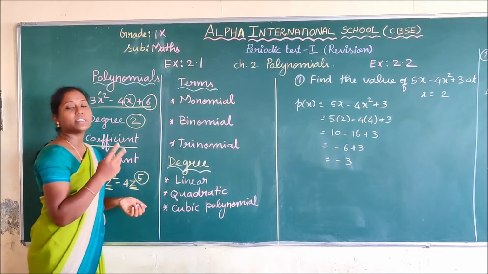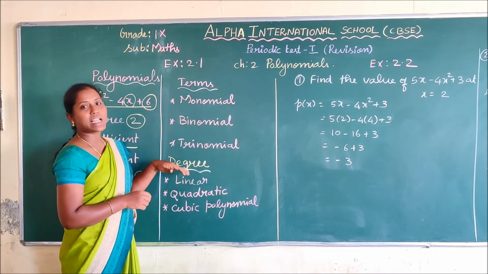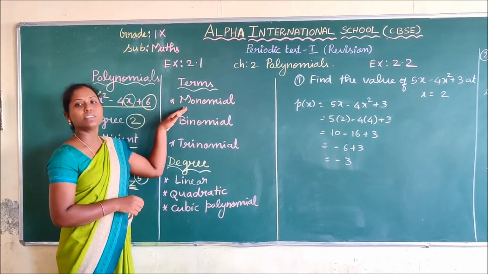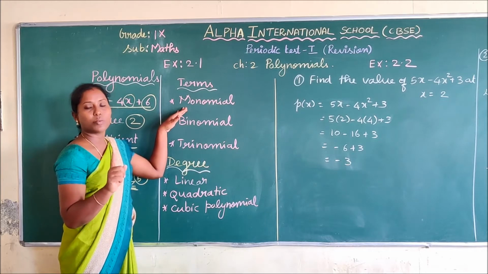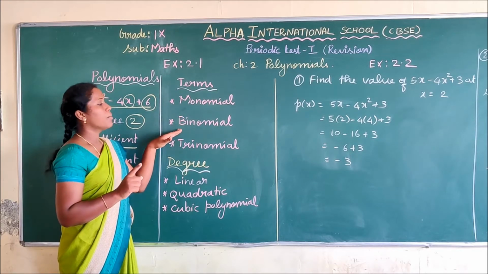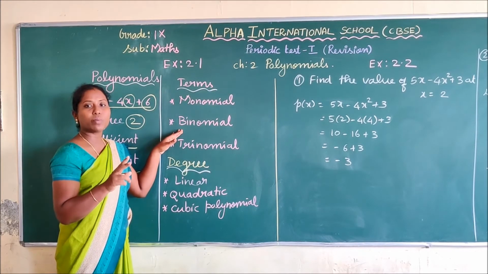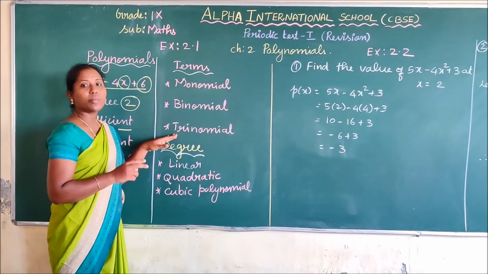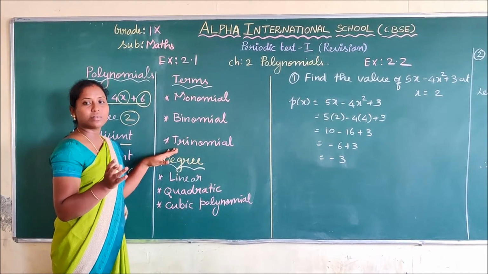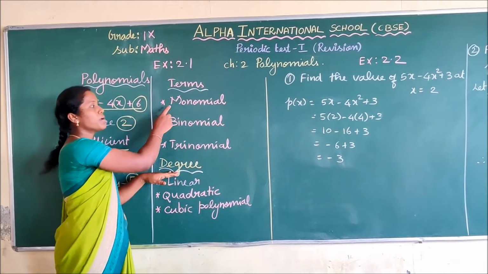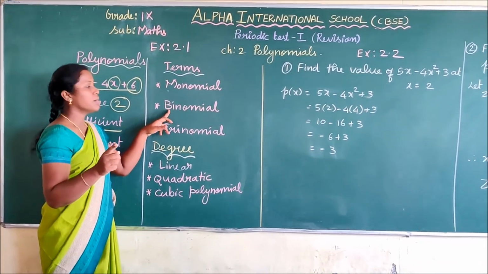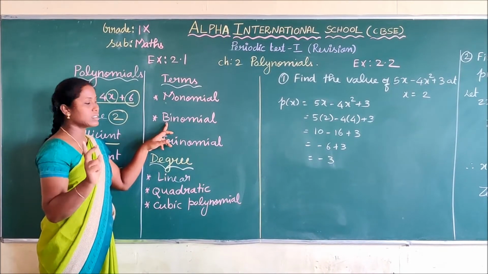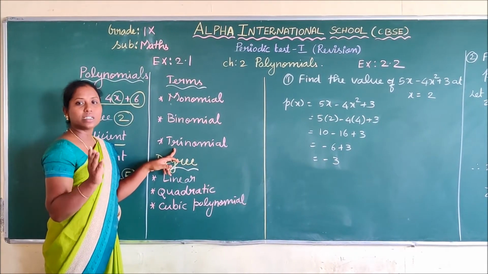So based on the terms, how a polynomial is classified is monomial. Monomial means a polynomial with one term. Binomial means a polynomial with two terms. Trinomial means a polynomial with three terms. So remember: monomial, polynomial with one term; binomial, polynomial with two terms; and trinomial, polynomial with three terms.